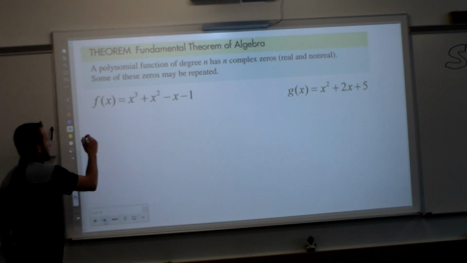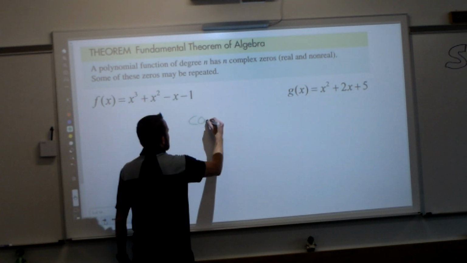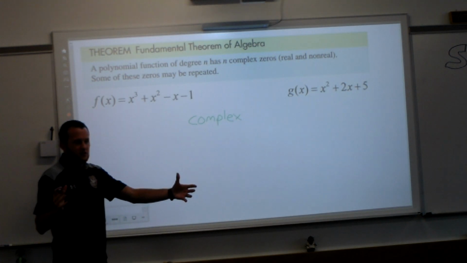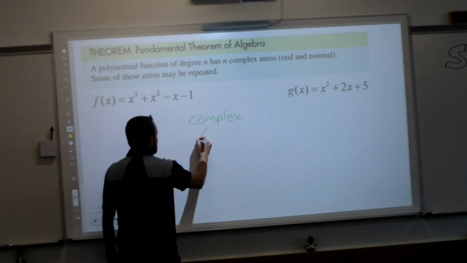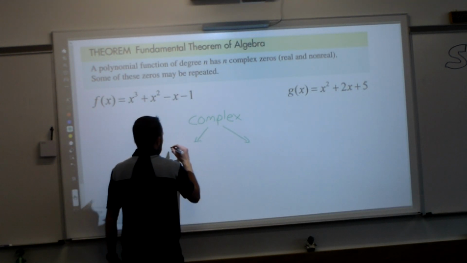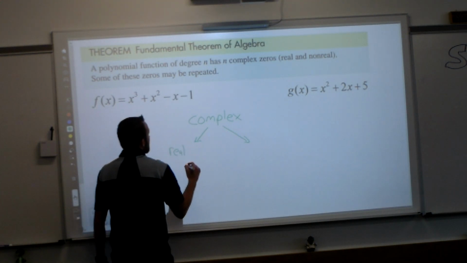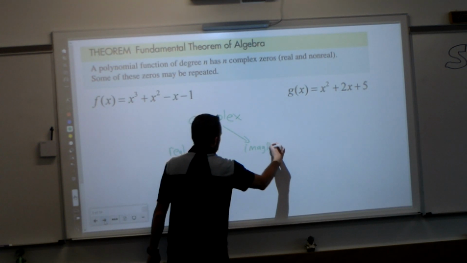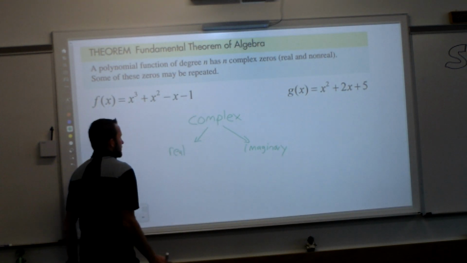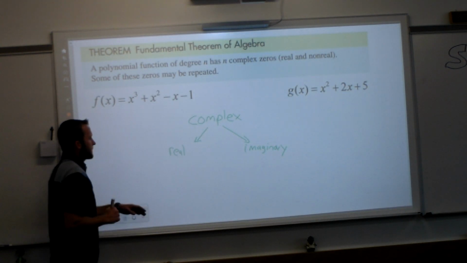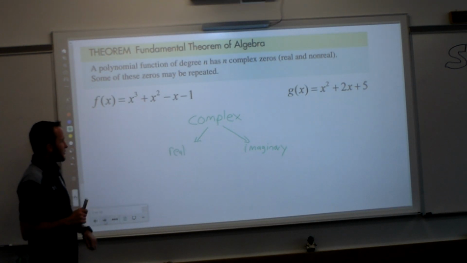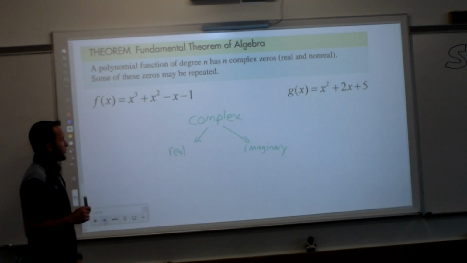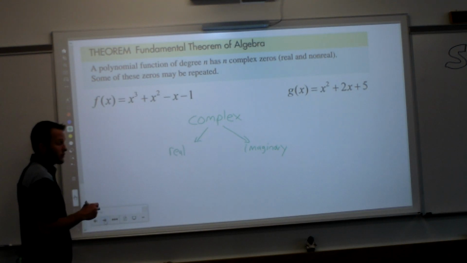So a complex number is basically any type of number we want, okay? Any number out there is considered a complex number. We can break that down into real and then non-real, which I would call imaginary. And then we're going to break that down a little bit more in this next one, okay? So our complex numbers are real or imaginary. Well, that's our roots. They can be real or imaginary too.